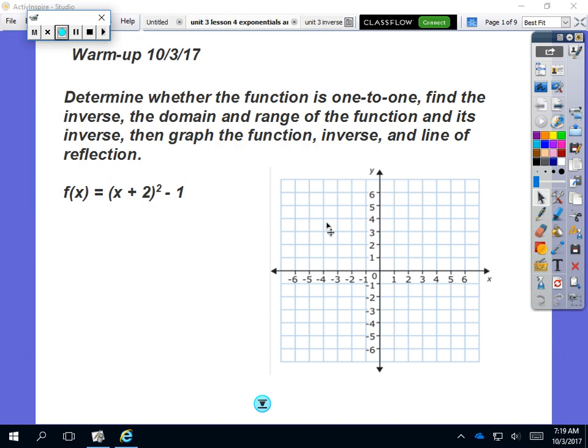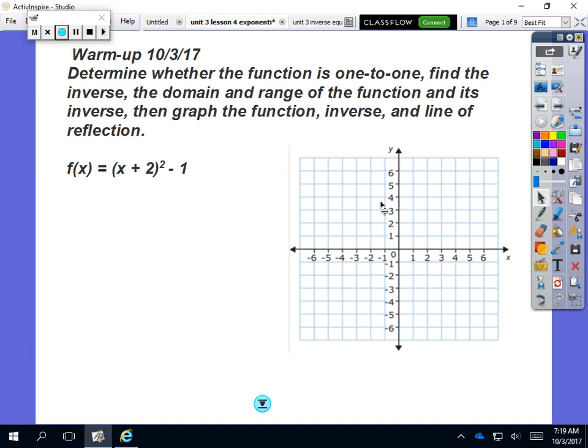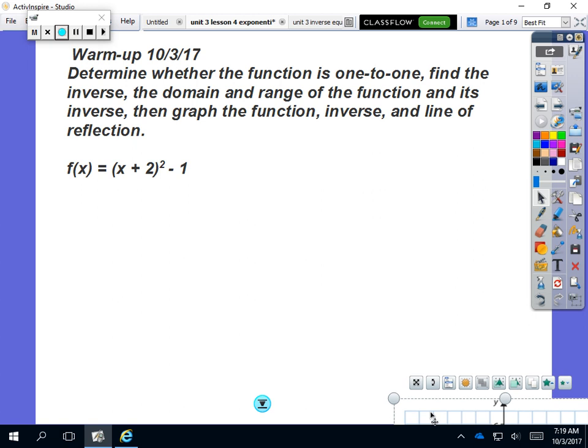Okay, today we're going to do one more lesson on inverses. We're doing inverse exponentials, and that will introduce the logarithm. So first we're going to do a little review of yesterday for the warm-up. We'll start by reading the problem.